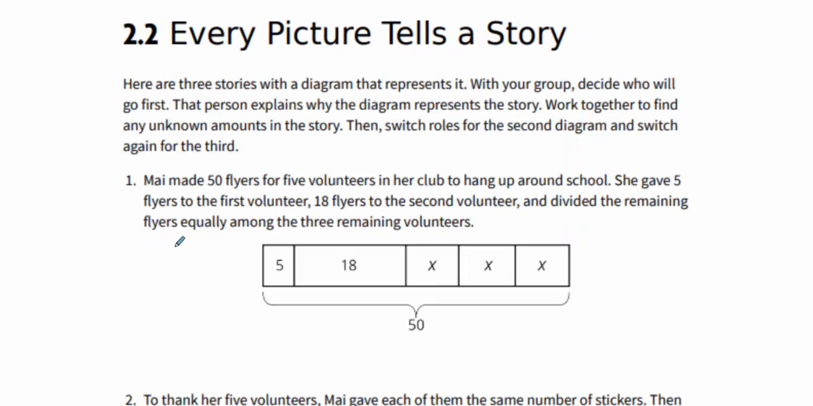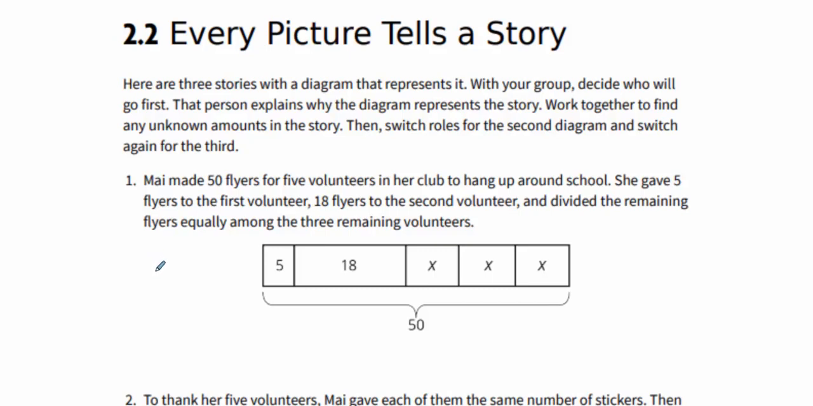Problem 2.2. Every picture tells a story. Here are 3 stories with a diagram that represents each. With your group, decide who will go first. That person explains why the diagram represents the story. Work together to find any unknown amounts in the story, then switch roles for the second diagram and switch again for the third. Okay, number 1.